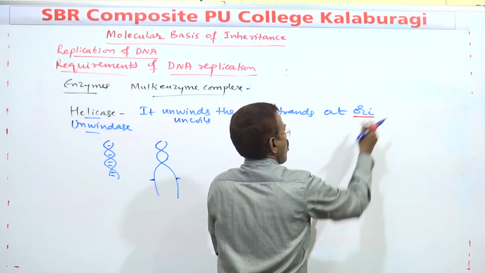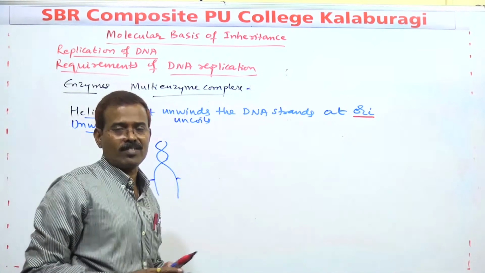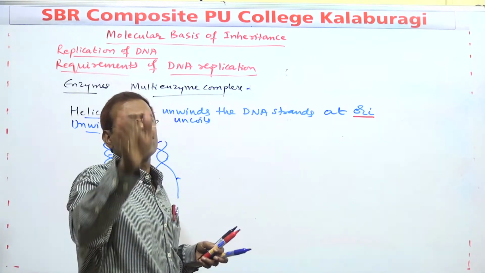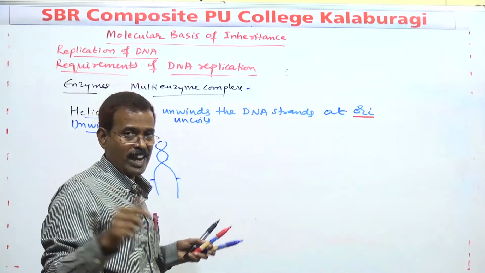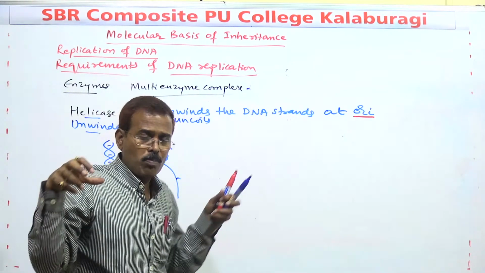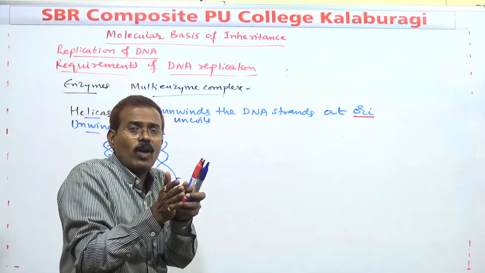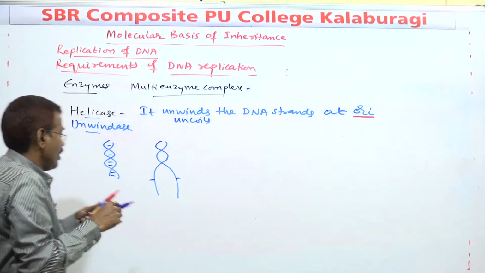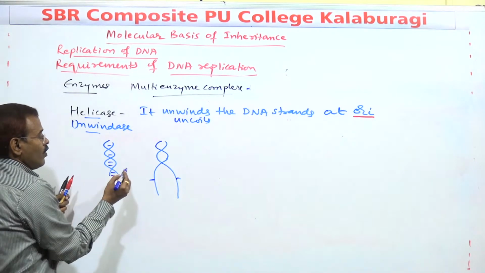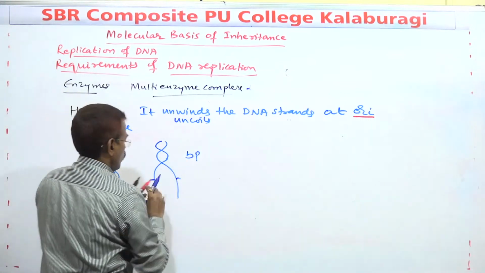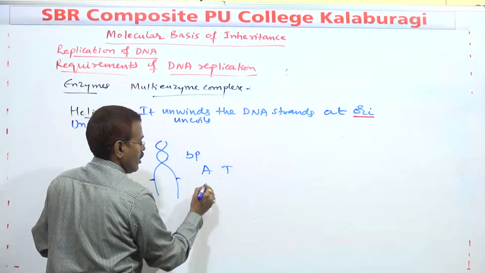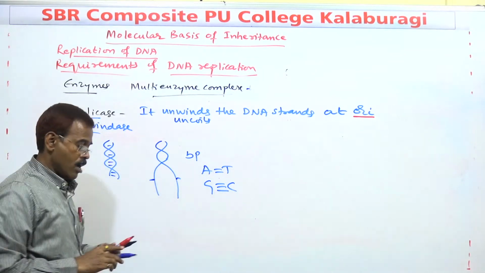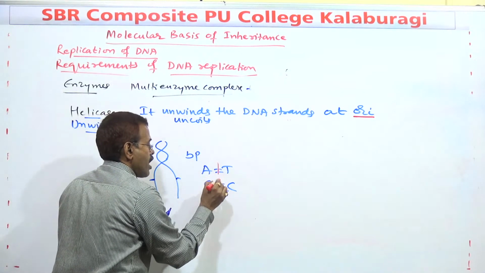Ori is a very important site, the origin of replication, the point of DNA from where replication begins. So helicase or unwindase is going to bind at the ori site, and it will unwind the DNA strand. How can it unwind the DNA strand? There are the base pairs: A pairs with T, G pairs with C, with double hydrogen bonds and triple hydrogen bonds. So these hydrogen bonds will be melted.